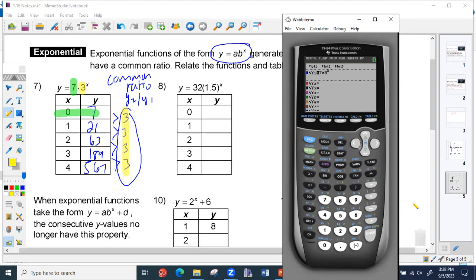I need to look at the table. So I'm going to hit second graph to get to my table. Second graph opens up my table, and that's how I got the values for my table. Did we see that? Okay. So I got the values of my table: 7, 21, 63, 189, and 567.